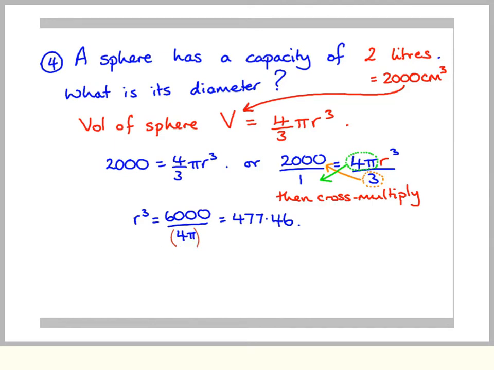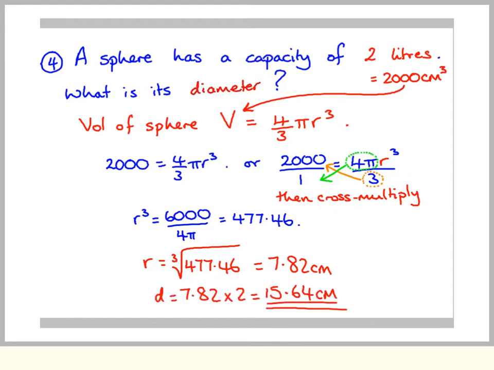That gives you 477.46. The cube root of r cubed will give you r. That's 7.82. Now you've got to remember that the diameter is what the question asks for. So times by 2, get 15.64 as your answer.